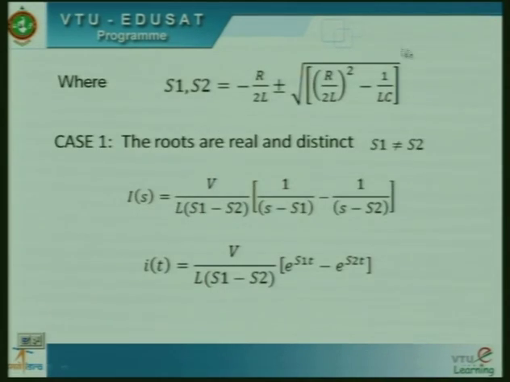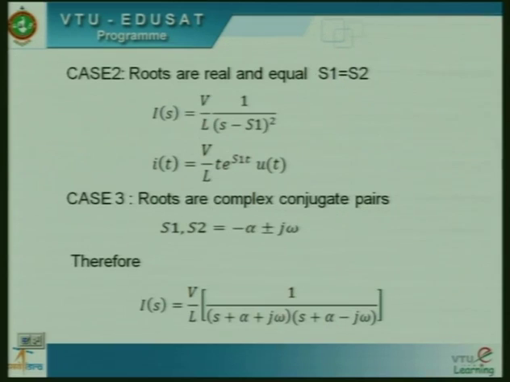Now, if the term under this root is 0, that is R by 2L whole square is equal to 1 by LC, the term under the root becomes 0. In that case, both the roots are real, but they are equal. Both the roots take the value minus R by 2L. So, we may have a case where the R, L, C values are such that the term under this root becomes 0. In that case, let us see how we get the expression for current I of t. So, the second case is the roots are real, but they are equal, that is s1 is equal to s2.